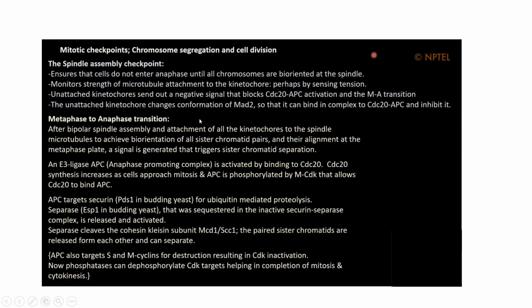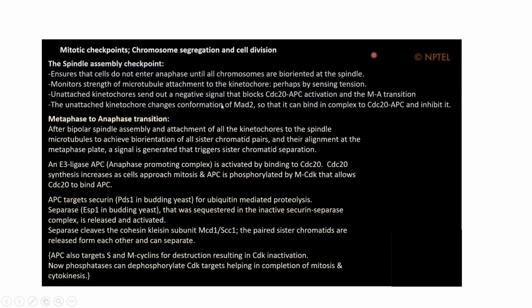So this is in general regarding the mitotic checkpoints and the complete stage of mitosis. First is the spindle assembly checkpoint, which ensures that the cell does not enter anaphase until the chromosomes are bi-oriented at the spindle. Activation of CDC20 and APC helps in the spindle assembly formation. If the kinetochore is not attached by the mitotic spindle, that provides a negative signal to CDC20 and APC activation and blocks the metaphase to anaphase transition.